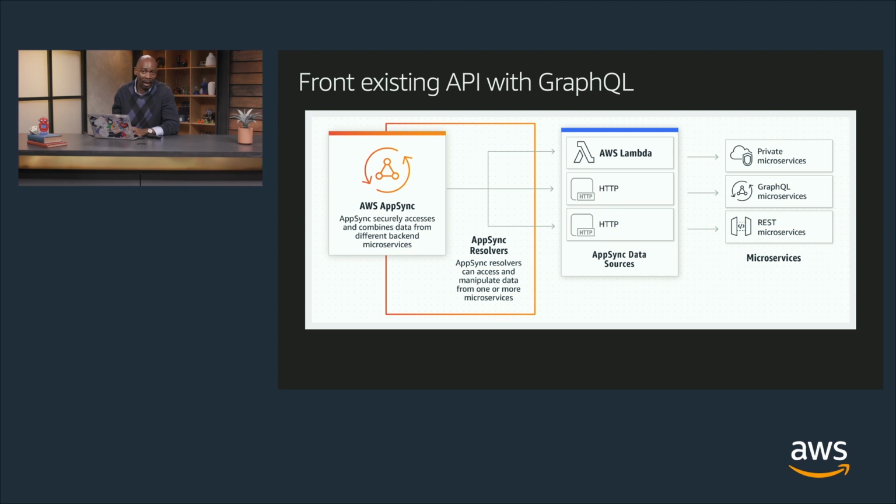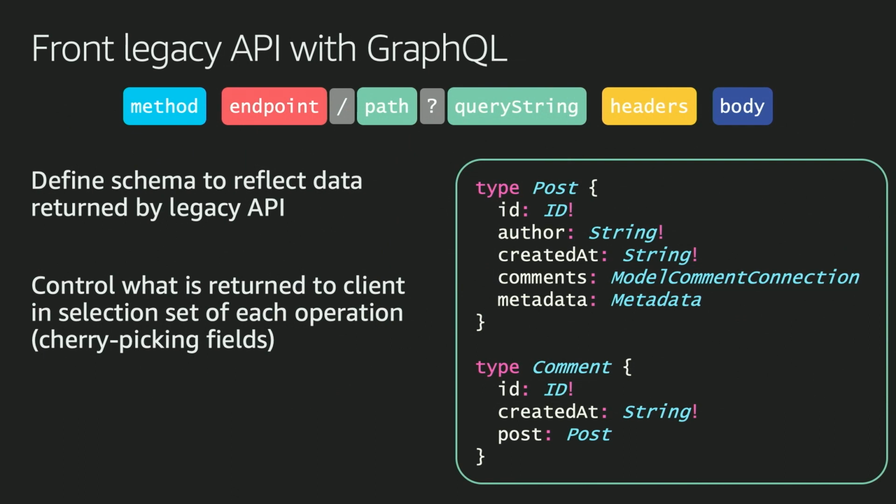AppSync supports multiple types of data sources. For example, we can link AppSync to AWS Lambda, or we can interact directly with HTTP backends using our HTTP data source. This allows us to connect with different types of services, private microservices living in your VPC or even living on-prem. We can interact with other GraphQL microservices, or we can simply interact with REST microservices as we saw in the demo. So what does that look like? How do we go about doing that?